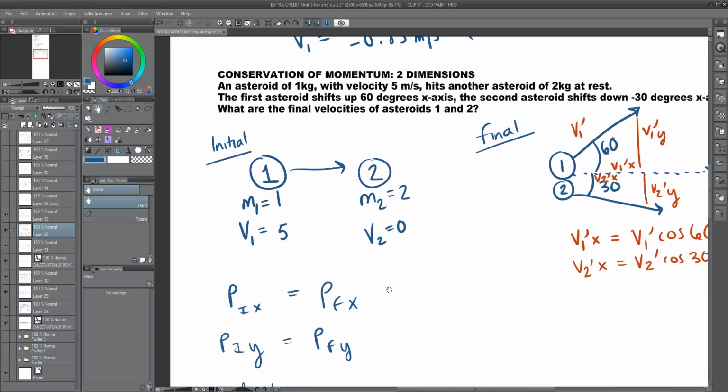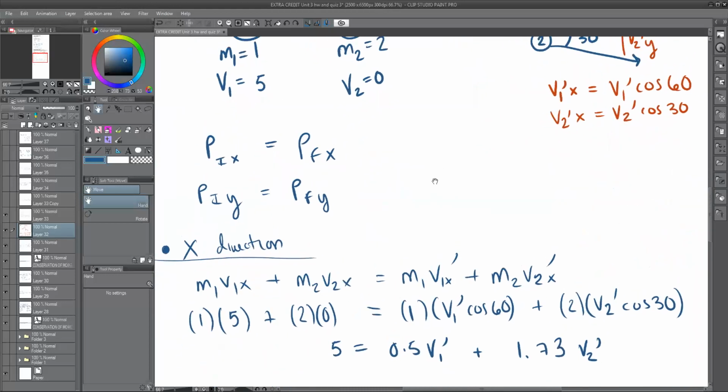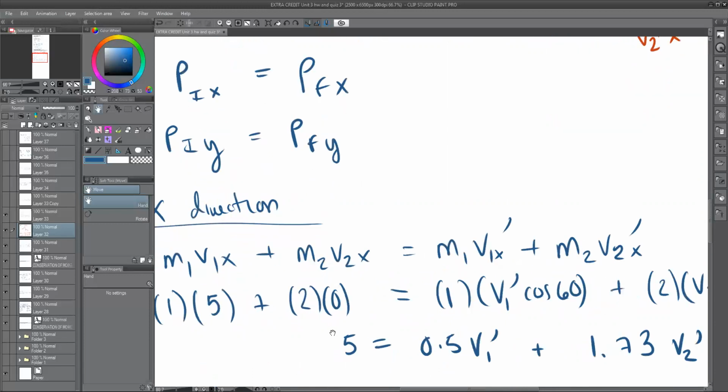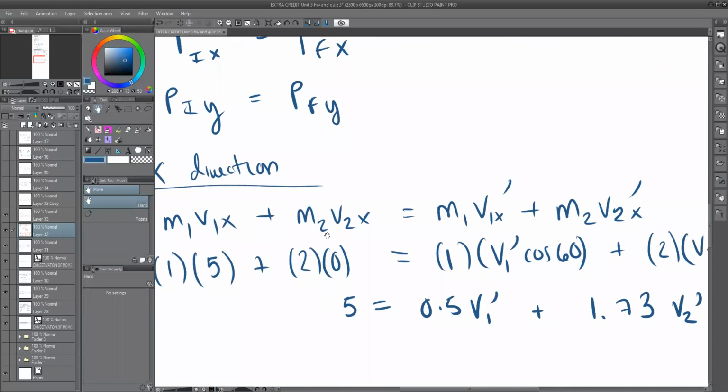momentum. So we know that in any situation, the momentum of the initial is equal to the momentum of the final, and this is true of both the x and the y axis. So we can solve for the momentum of the initial and final of the x-axis first. So when we plug in our numbers, we get the initial momentum: the mass of the first asteroid is 1 kilogram, and it hits with an initial velocity of 5 meters per second. The mass of the second asteroid is 2 kilograms, and it is at rest, so it is 0.